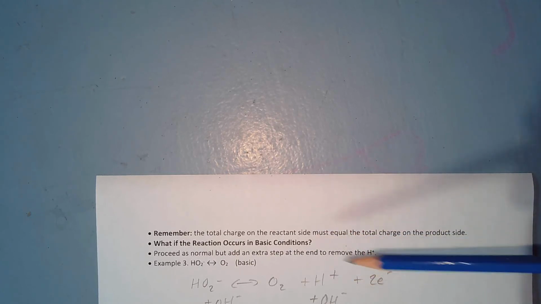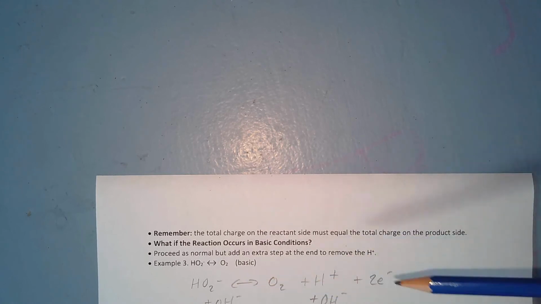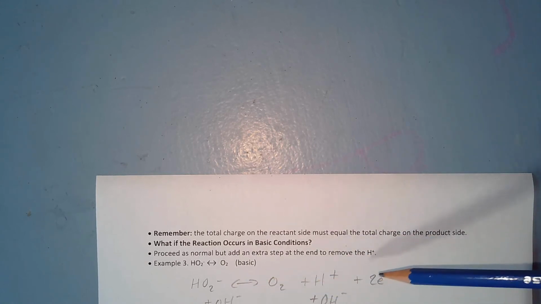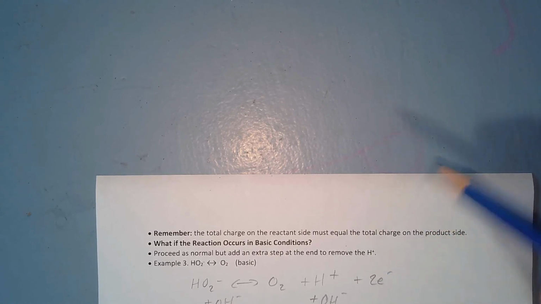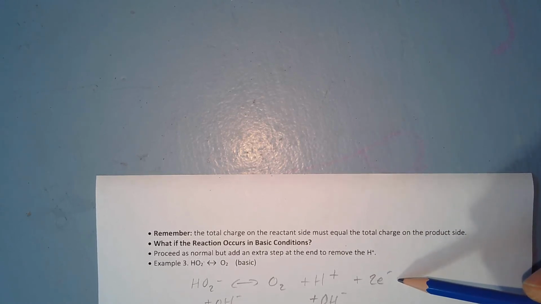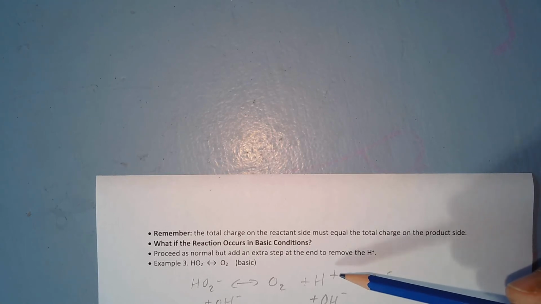And then we look at the charge, the side's negative 1. And so to get the side negative 1, we add 2 electrons. Okay, so this is where we'd end up right here if it were acidic. So now how do we account for it being basic? Well, if it's basic, the H plus isn't there.